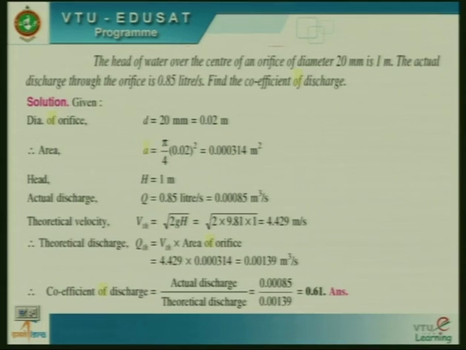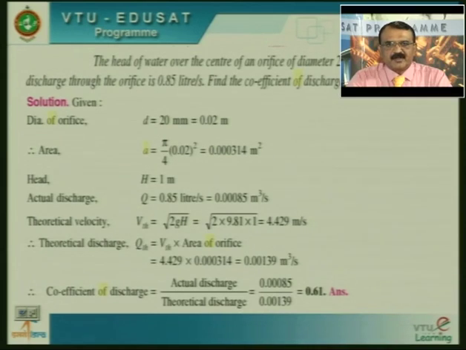Diameter of the orifice, D is 20 mm, convert that into meters, 0.02 meters. Calculate the value of area. Area is equal to pi d square divided by 4. Therefore area works out to be 0.000314 meter square. Then what is the value of capital H? Capital H is 1 meter, given.